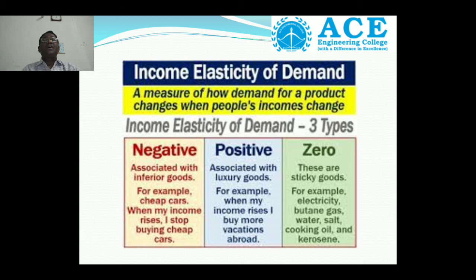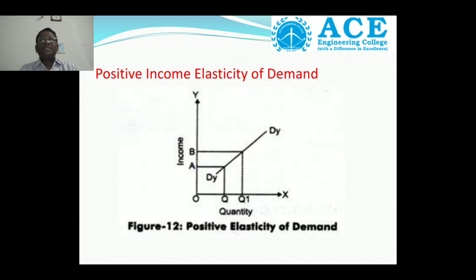Then what are the curve shapes of these 3 types: negative income elasticity, positive income elasticity and zero income elasticity? What is the first one? The first one is positive income elasticity. What is the meaning of positive income elasticity?